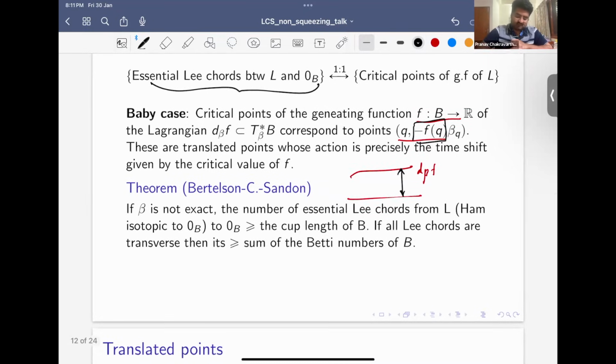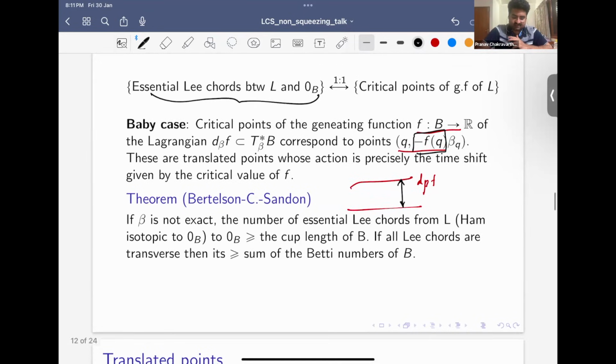So because of this correspondence, we easily get the fact that the number of essential Lie chords, which corresponds to the number of critical points of a generating function, is at most the cup length of B, because the generating function on the contact manifold upstairs satisfied this property, that the number of critical points of the generating function on the Z bundle was at most the cup length of B. So for free, we get the same result for the conformal symplectic generating function as well.